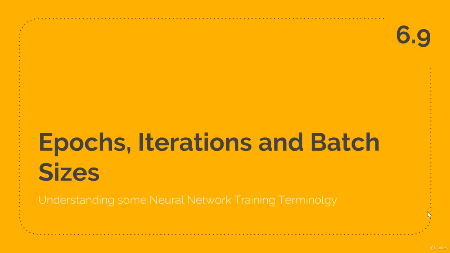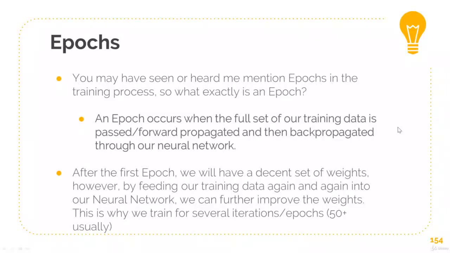So in this section 6.9, I discussed some terms I've used before, terms such as epochs, iterations, and batch sizes. I'll discuss it a bit because a lot of times in tutorials and in lectures you'll hear these terms being used, and sometimes they'll be mixed up, and I'll tell you why afterward. So epochs. Now I'm sure you've heard me mention it quite a few times before. So what exactly is an epoch? An epoch occurs when the full set of training data is passed or propagated and then back propagated through a neural network. So the process of one epoch means that we've trained our neural network on our full data set and updated all the weights.